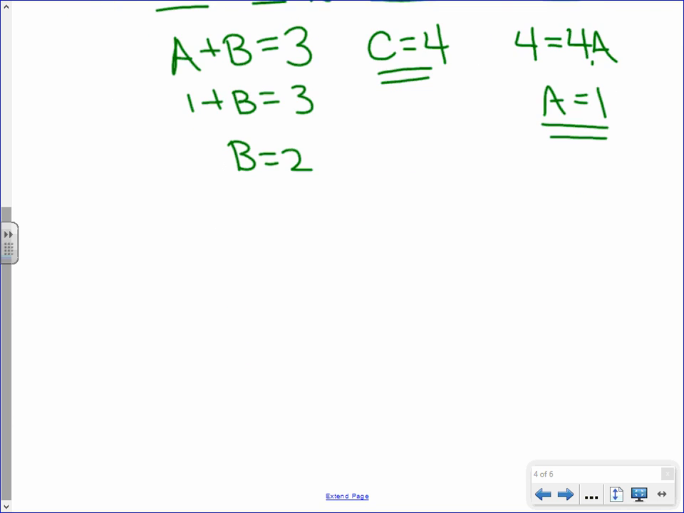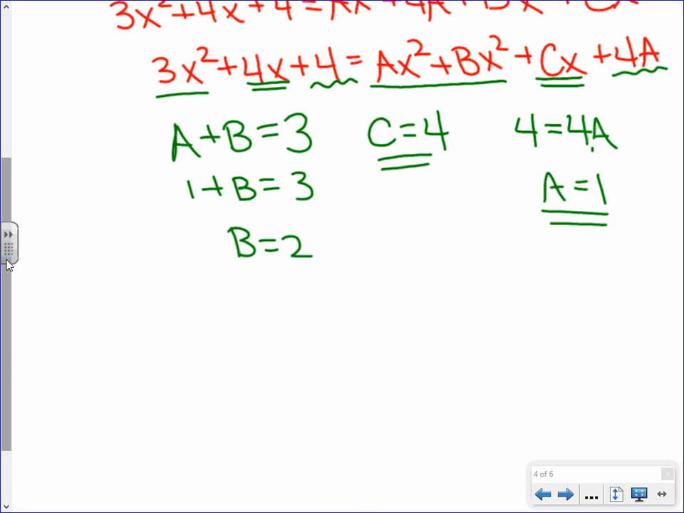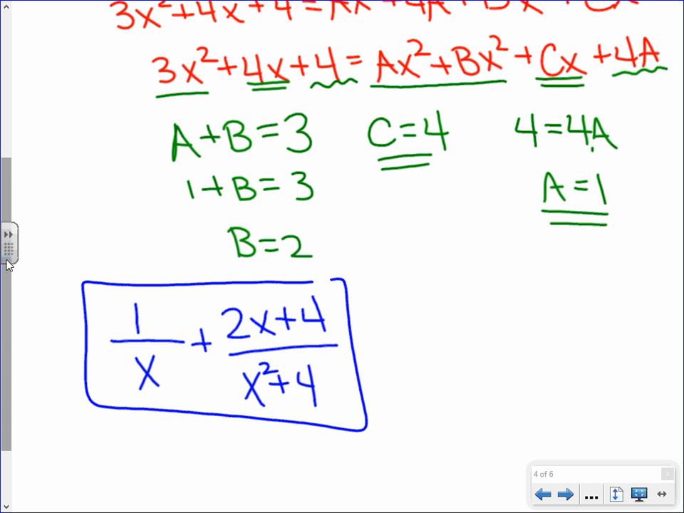So our partial fraction decomposition, it's a really fun expression to say really fast, is 1 over x plus 2x plus 4 over x squared plus 4. A over x plus bx plus c over x squared plus 4. Questions?